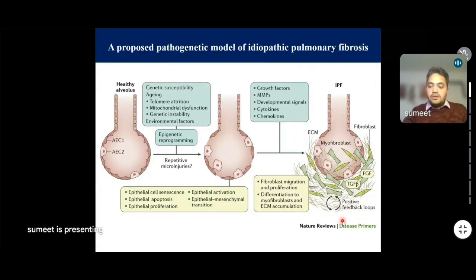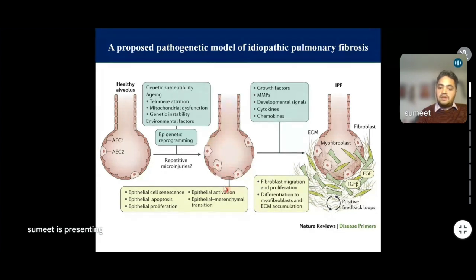If we look into a bit of the biology of the disease, what you can appreciate from this figure is you have a healthy alveolus, and these are alveolar epithelial cells. There are two types of alveolar epithelial cells which you can see here. This is one type, and this is the type 2 alveolar cells. And if there is some epigenetic programming, or some repeated micro injuries, or some genetic susceptibility, including aging, you can disrupt your epithelial layer, which you can see in this figure.